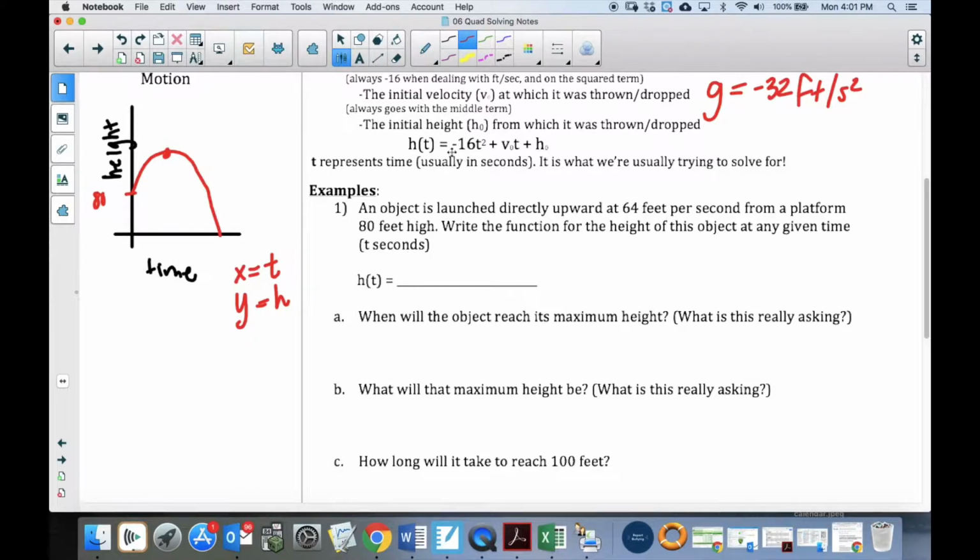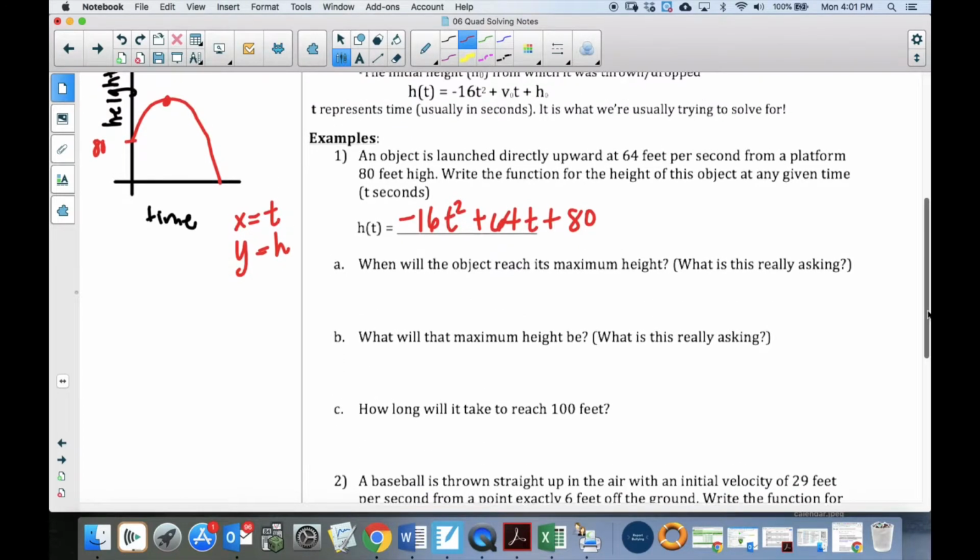So we are going to start this equation. We're always going to start it with a negative 16t squared. That's how it's always going to start. Now, the initial velocity here is 64 feet per second, and that's followed by a t, and then our initial height is 80 feet high. So that's the equation that we're going to use for this problem.